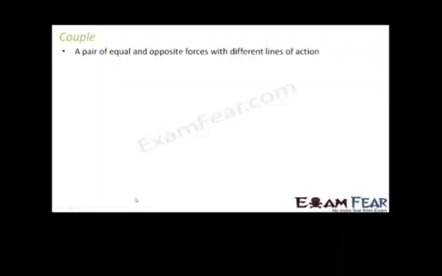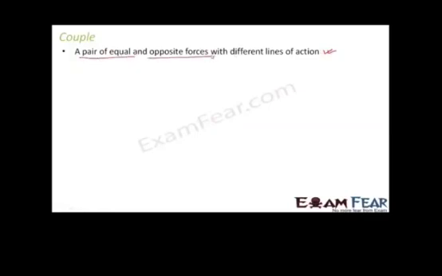Okay, next topic is couple. So, what is made by a couple? For example, you will have equal and opposite forces because of which the net force is 0. So, we are having equal and opposite forces, but these two forces are acting along different lines. So, as a result, there is a rotation which is happening.